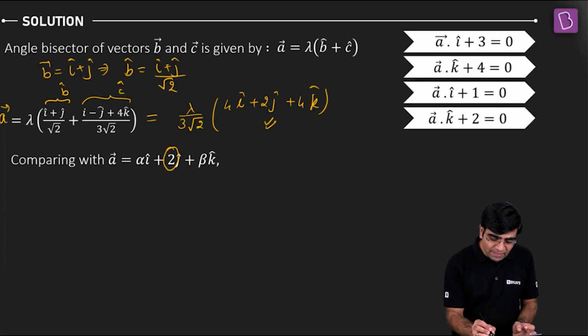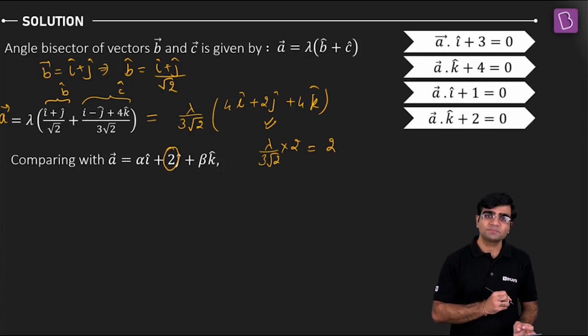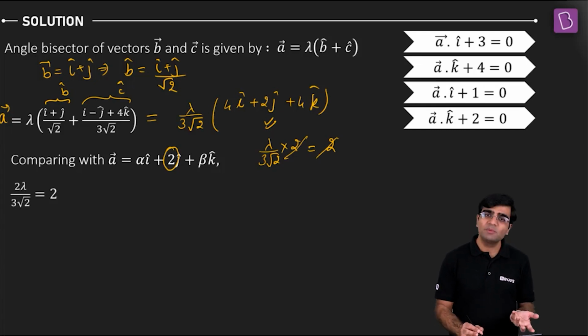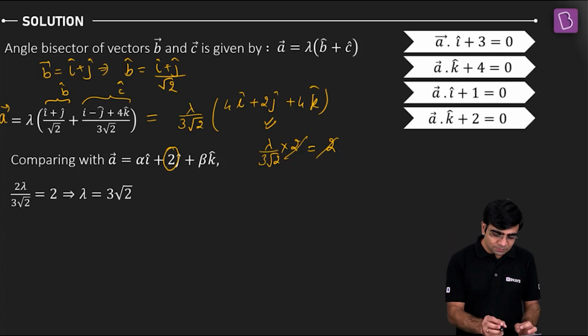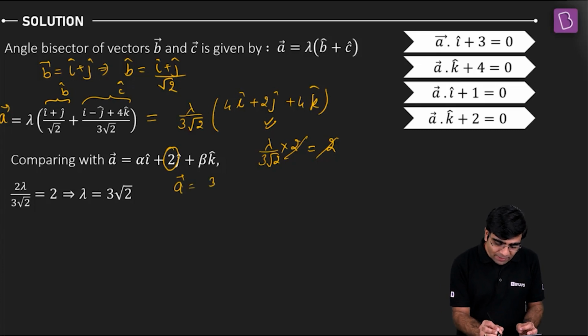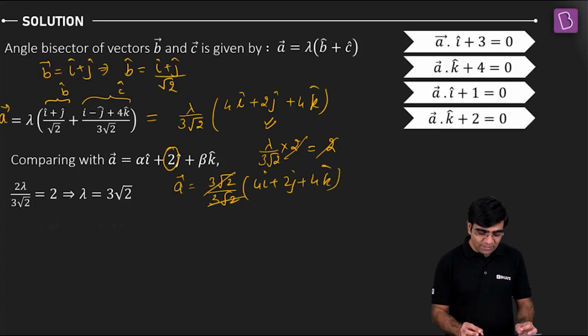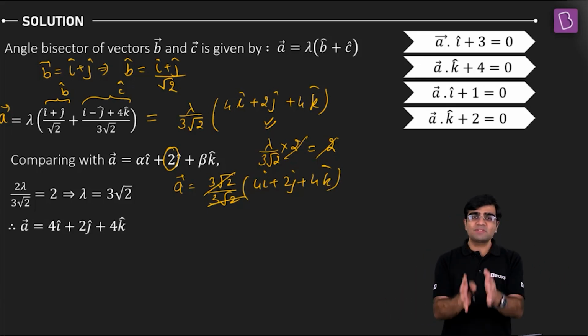If I write it, the j cap component here will become lambda by 3 root 2 into 2, and that is given to me as 2. When I simplify it, I get lambda is 3 root 2. The moment I compare the j cap coefficients, we get 2 lambda by 3 root 2 equal to 2, which implies that lambda becomes equal to 3 root 2. Now putting lambda equal to 3 root 2, vector A is 3 root 2 divided by 3 root 2 multiplied by 4i plus 2j plus 4k. This got cancelled. So my vector A finally is 4i cap plus 2j cap plus 4k cap.